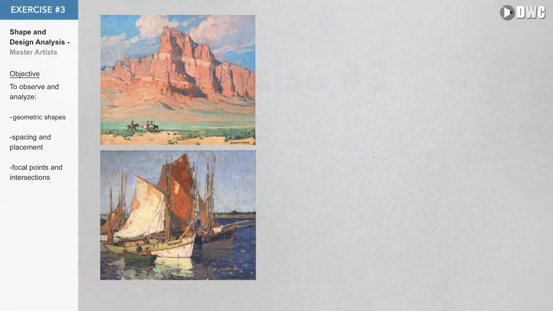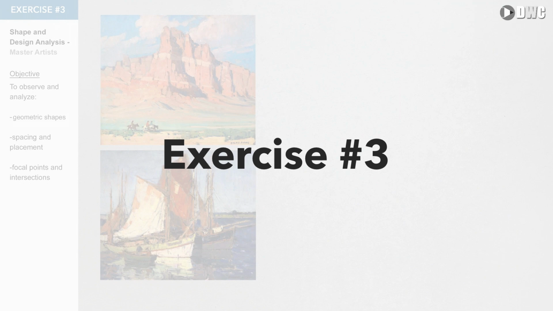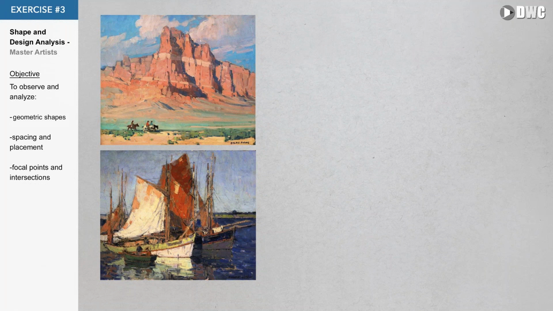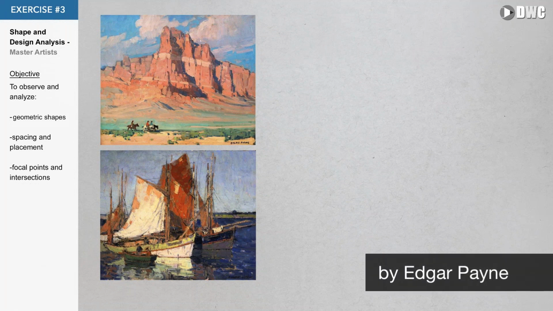Okay, exercise number 3. We're going to do some shape and design analysis after a master artist. The goal here is not to do a full copy, a real perfect and clean copy. The goal is more to study their geometric shapes, the spacing and placement of things, right? Are things in the lower quadrant, upper quadrant, and also look for focal points and intersections where things intersect. Maybe they use the rule of thirds. Let's go through this, and this is by Edgar Payne, one of the greatest landscape composers, in my opinion.